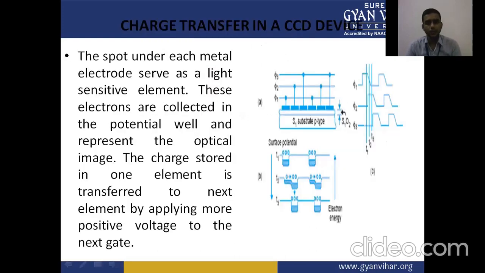The charge transfer in the CCD device: how is the charge transferred in the CCD device? The spot under each metal electrode serves as a light sensitive element. These electrons are collected in the potential well and represent the optical image. The charge stored in one element is transferred to the next element by applying a more positive voltage to the next gate.